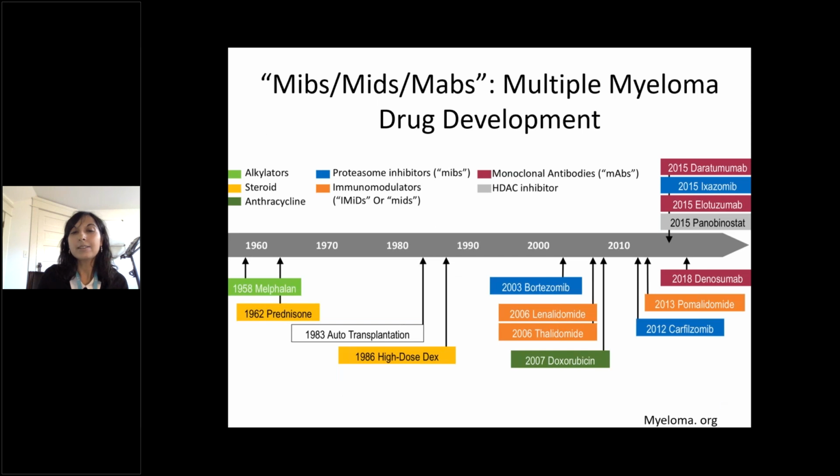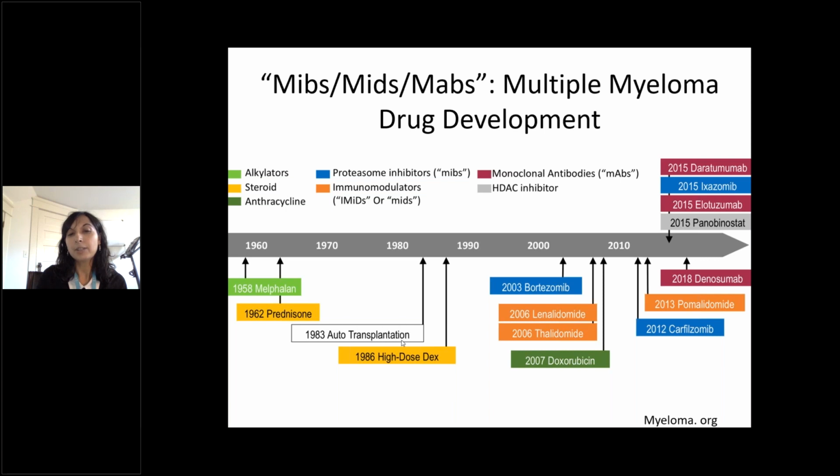So this slide is mostly just to show you the time period in which these drugs have been developed, and to show that progress is being made, but sometimes it feels like it can't happen fast enough. So some of the older drugs were the alkylating agents like melphalan and steroids.